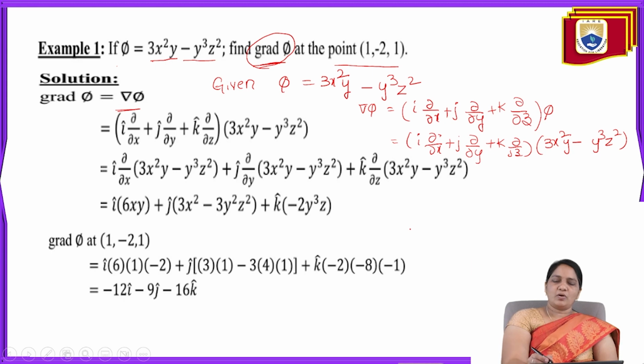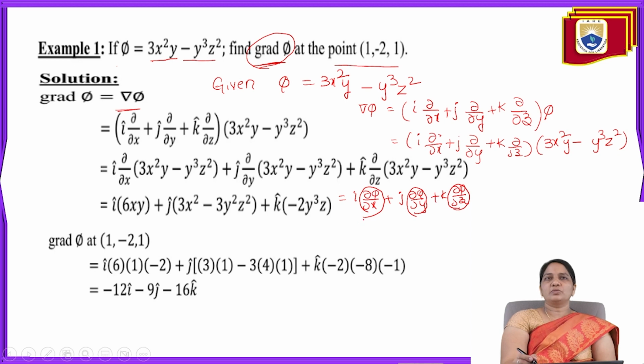So according to the formula, i ∂pi/∂x plus j ∂pi/∂y plus k ∂pi/∂z. I need to calculate ∂pi/∂x, ∂pi/∂y and ∂pi/∂z, then I can replace them in the formula. So first I am writing pi equal to 3x square y minus y cube z square.